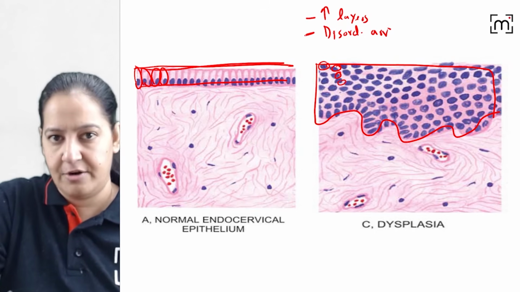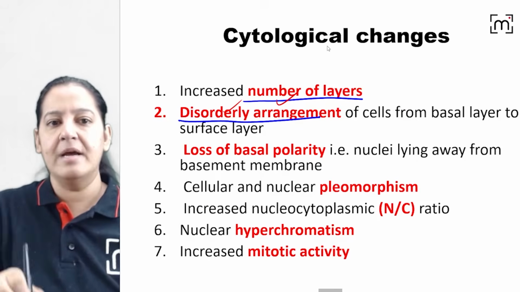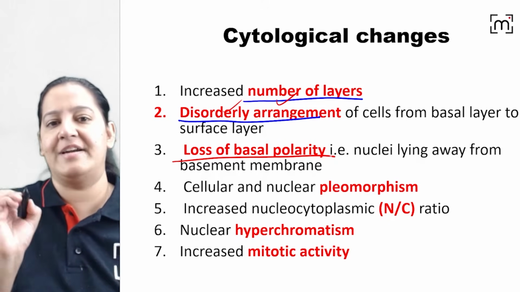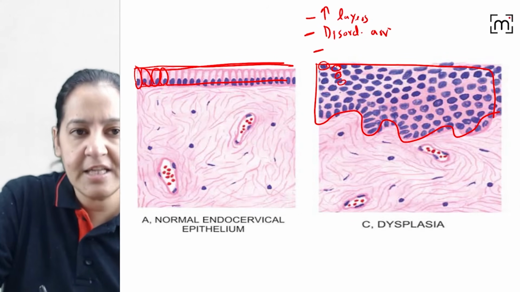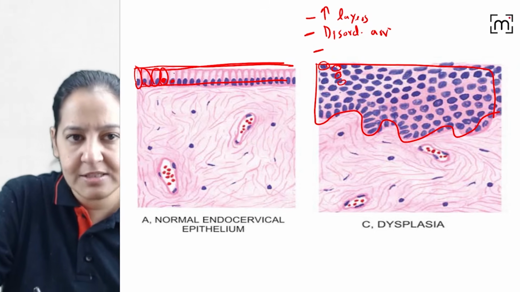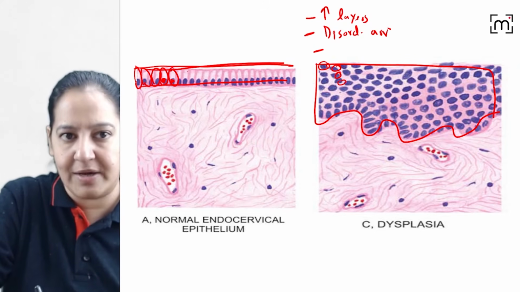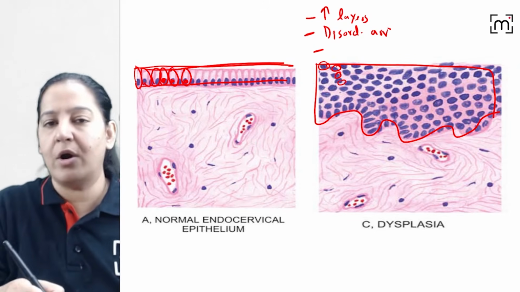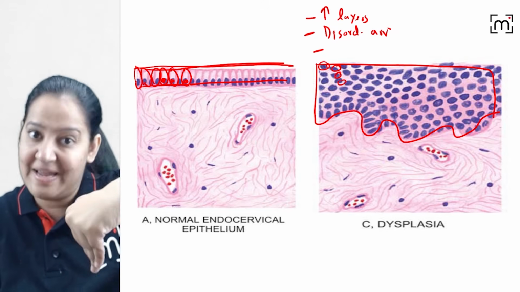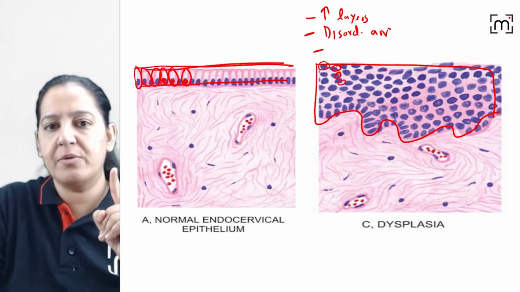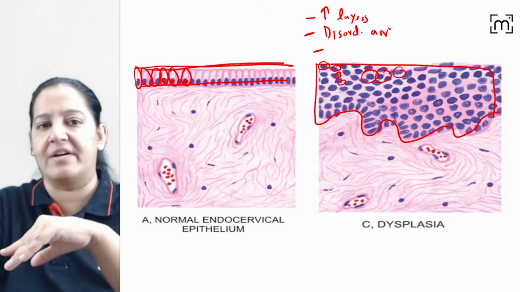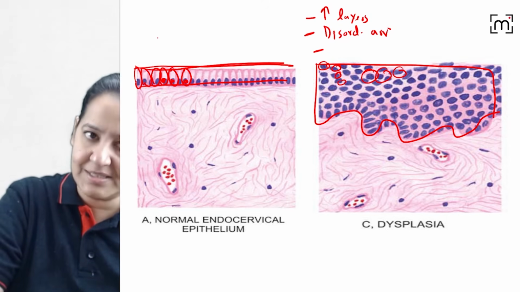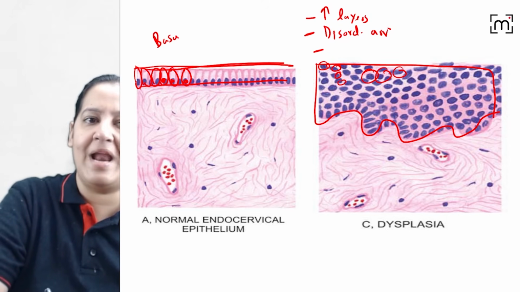The third thing, what is happening? The third thing is loss of basal polarity. What do you mean by basal polarity? See the nucleus here. All the nuclei are towards the base. This is a cell, this is a nucleus. See the cell, the nucleus is not in the center. The nucleus is towards the base. But here the nucleus is haphazard. It is present anywhere. So here basal polarity is present.